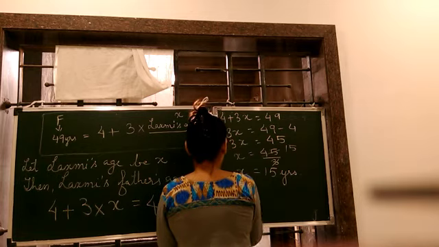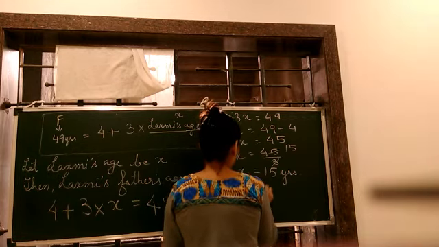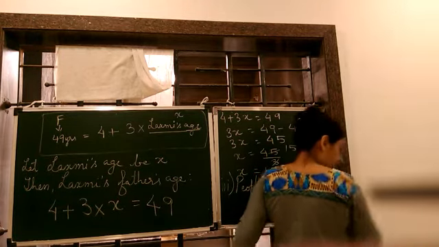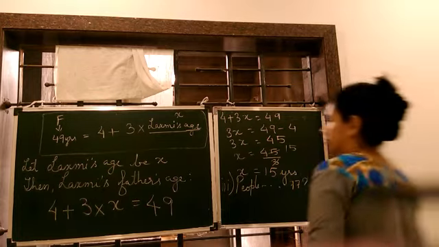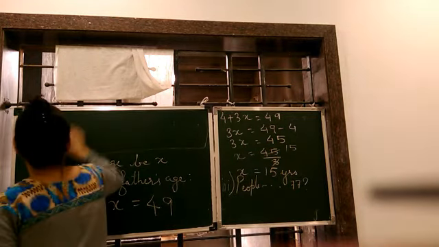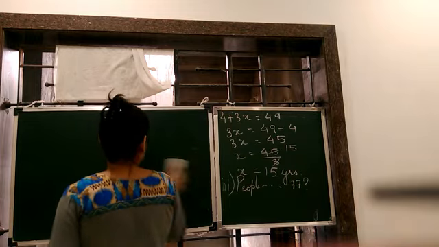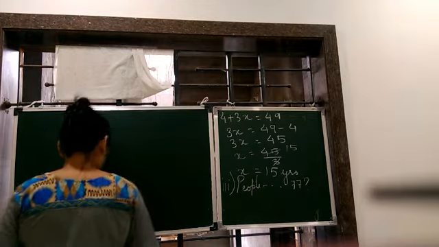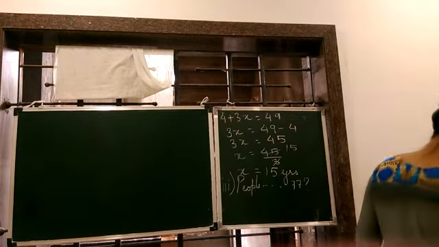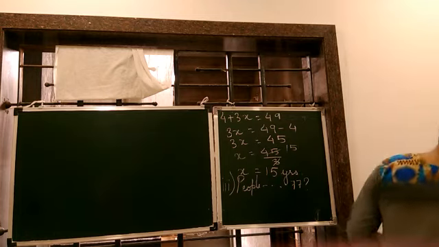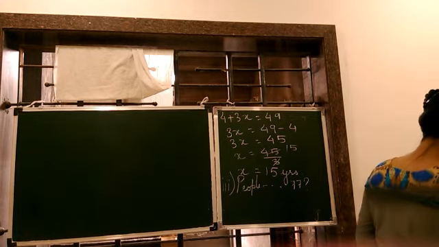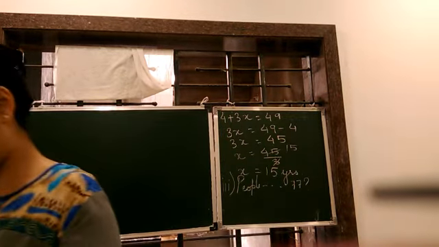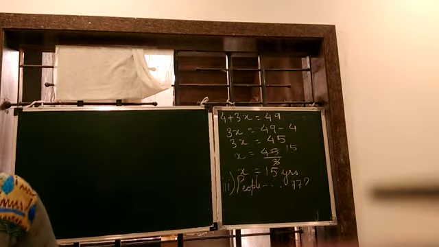Let's start the third part. People of Sundargram planted trees in the village garden. There is a place named Sundargram. They have planted trees in their village garden.